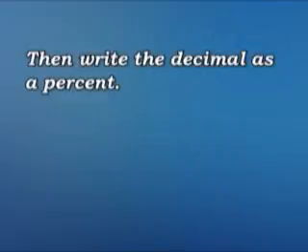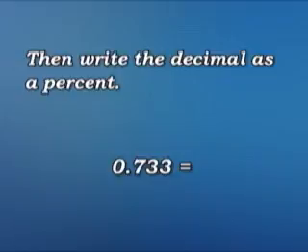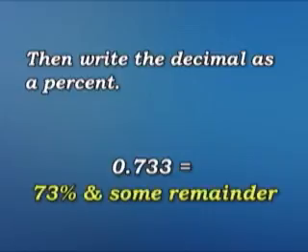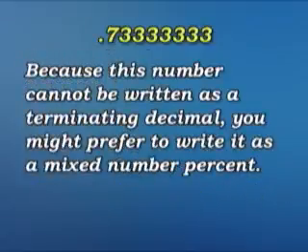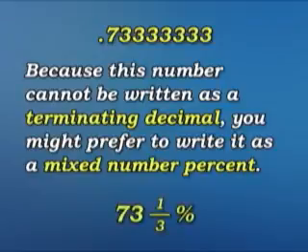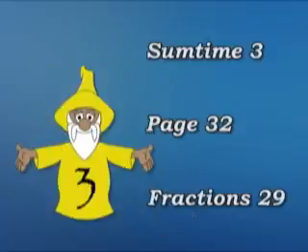Then write the decimal as a percent. So 0.733 is 73% and some remainder with all those threes. But because this number cannot be written as a terminating decimal, you might prefer to write it as a mixed number percent, which would become 73 1/3%. That's all for today.